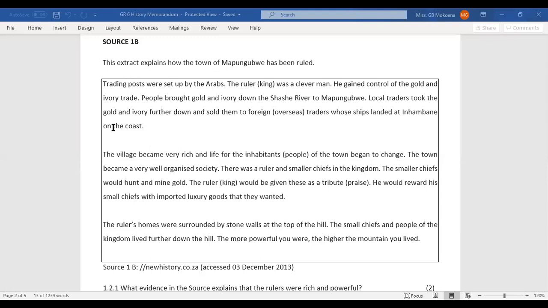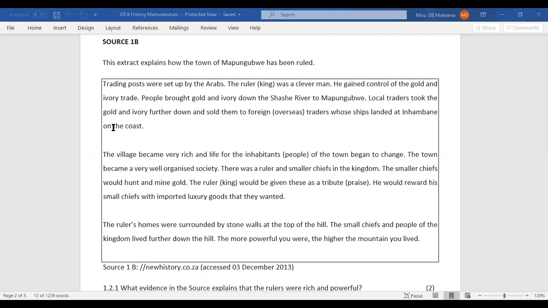There was a ruler and smaller chiefs in the kingdom. The smaller chiefs would hunt and mine gold. The ruler would be given these as a tribute. He would reward his small chiefs with imported luxury goods that they wanted. The rulers' homes were surrounded by stone walls at the top of the hill.